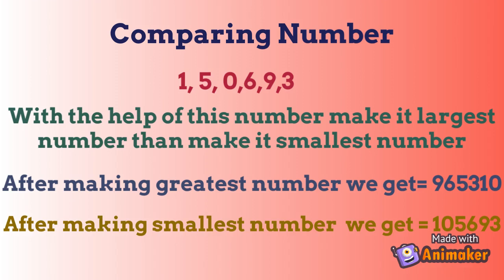105693. Now here a question arises: why did we not write 0 at the front, because 0 is the smallest? Think a bit. If we write 0 in front, that means nothing, we don't have to write anything before. Then the answer would be 15693. That would be a 5-digit number, and I have given you a 6-digit number. So where is the other digit? That is the reason we wrote 0 after 1. Okay.